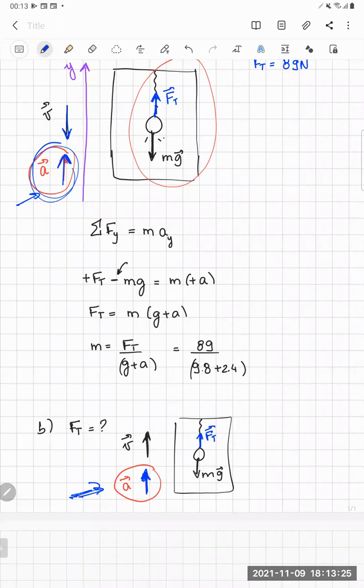What matters in this problem is not if the elevator is going up or down. It's not the direction of the velocity. What matters is the direction of the acceleration. The direction of the acceleration that you put on the right side will determine the solution. So the problem is going to be exactly the same, and for the tension you're going to get the same number, 89 newtons. And that's the end of this problem.